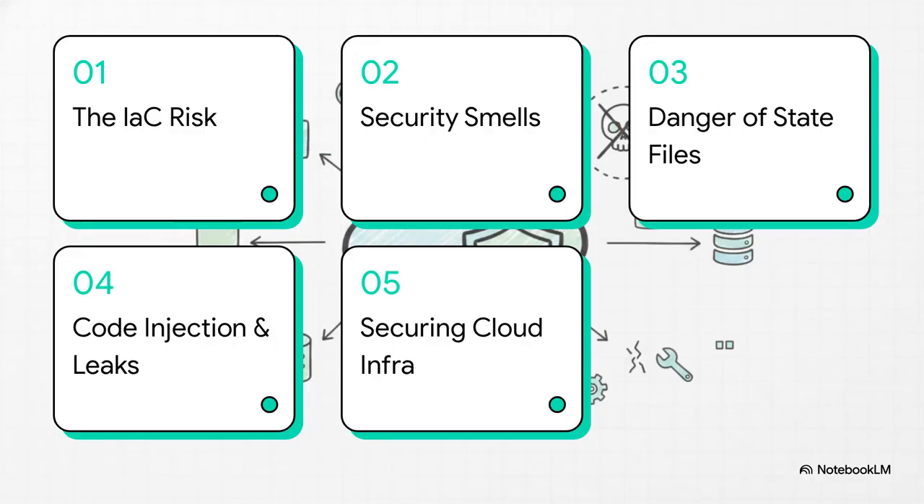Here's our roadmap for today. First, the infrastructure as code risk. Second, spotting bad security smells. Third, the danger of state files. Fourth, code injection and secret leaks. And finally, securing your cloud infrastructure.